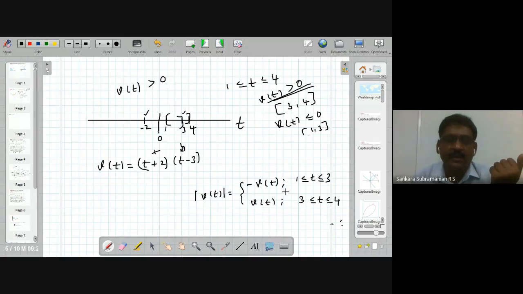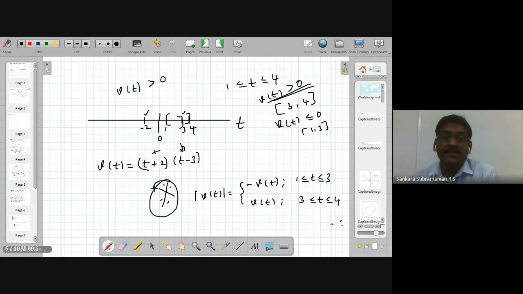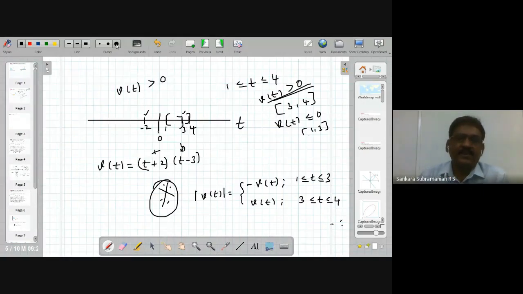So this is a very important point to be noted: the definition for the modulus function, modulus of v of t. Now let us come to the evaluation of the integrals for the modulus function. We have to split it and evaluate. We know the property.